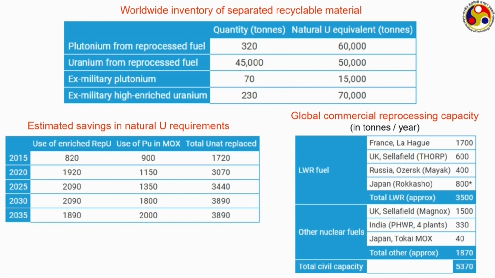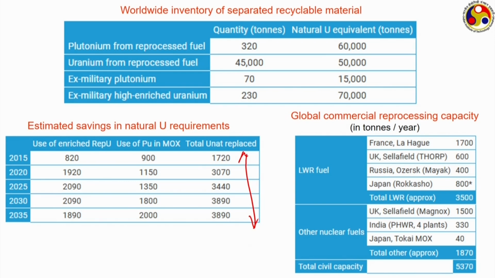If we see the global inventory of separated recyclable material, the values for uranium and plutonium are given here, but in natural uranium equivalent, the 5,000 tons of uranium that we can get from the reprocessed fuel is equivalent to 50,000 tons of natural uranium. And very interestingly, if we can get 320 tons of plutonium from the reprocessed fuels, it is equivalent to 60,000 tons of natural uranium, because of its much higher burn up. The corresponding saving in natural uranium requirement is shown in this particular table.